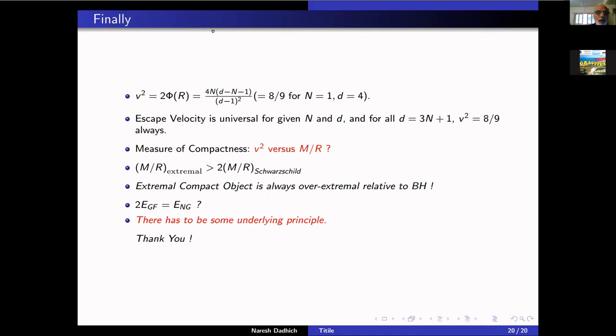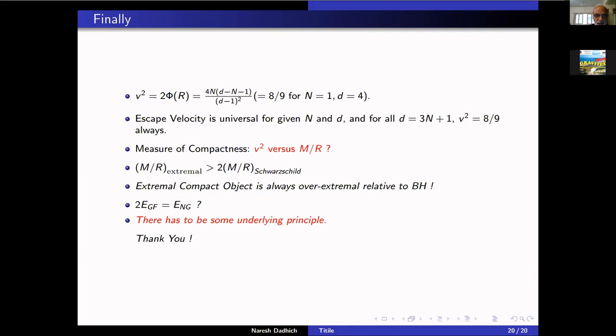In general, the escape velocity is universal for a fixed D and N. And it turns out that M over R extremal, that is for Q square by M square, here the extremity is Q square by M square equal to 9 by 8. It is twice the Schwarzschild. Now this incidentally is very remarkable: the same result holds for the black hole. The black hole extremal is twice the Schwarzschild for the M over R.